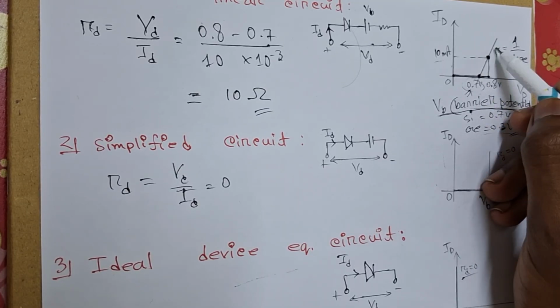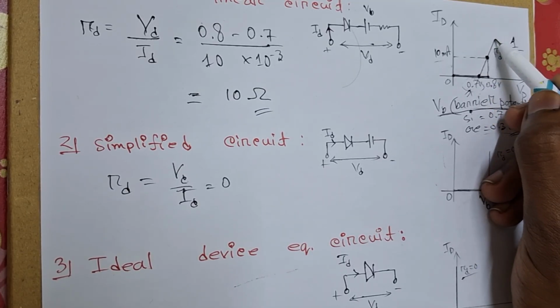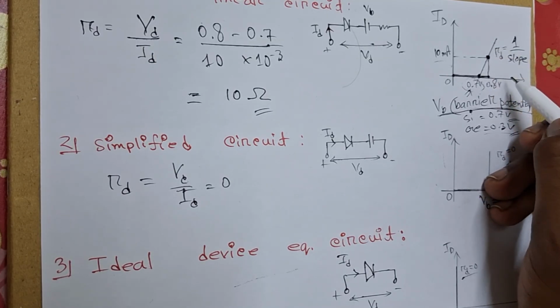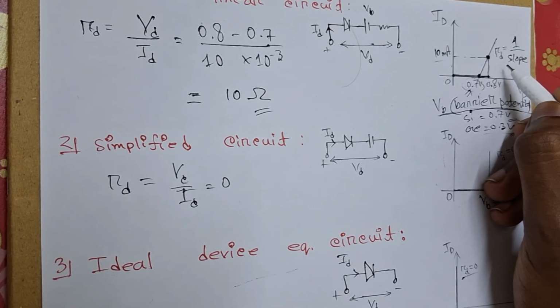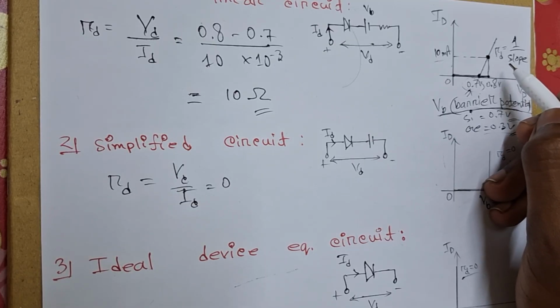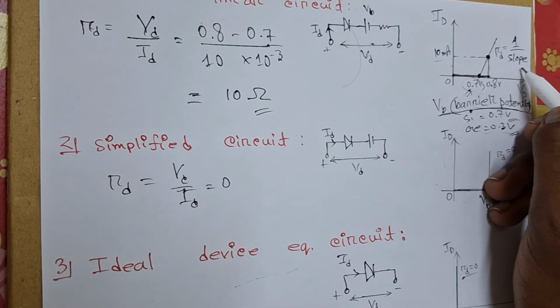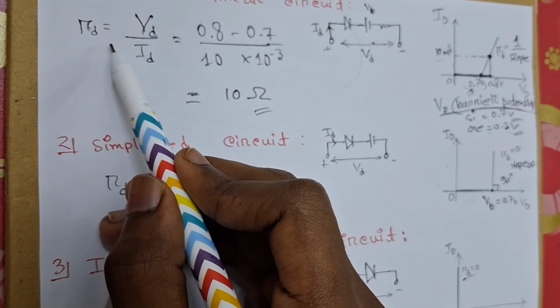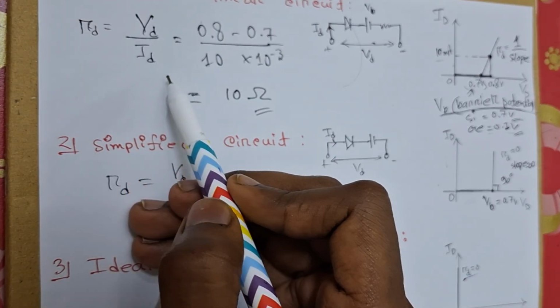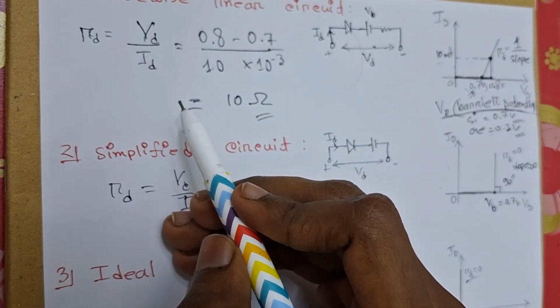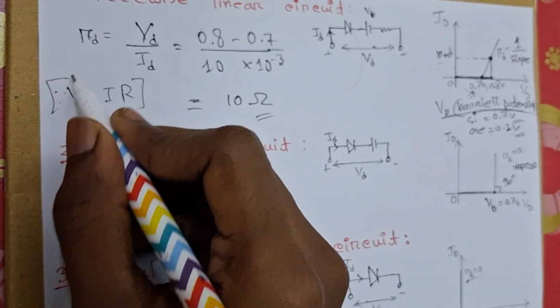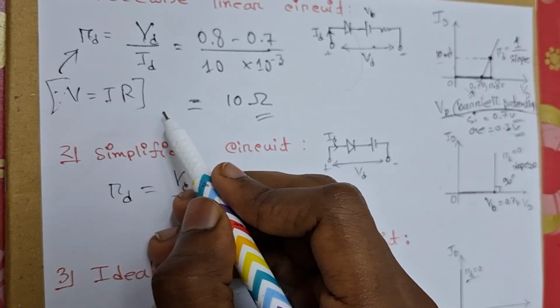So we can see a straight line. This straight line is important because we can find out the slope of this straight line, which will help us find the resistance of the diode. The resistance of the diode is the inverse of the slope of the straight line. So you can simply say the diode resistance RD equals VD by ID. Nothing difficult. You know the formula V equals IR, so you can make sense of this as well.